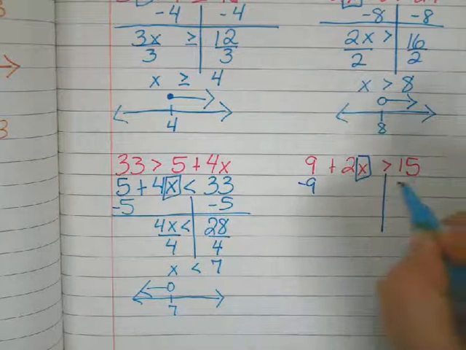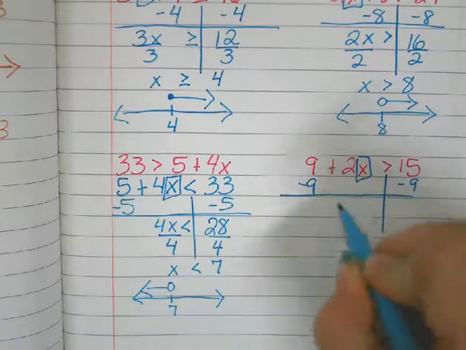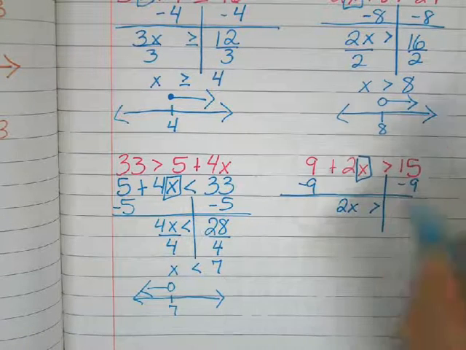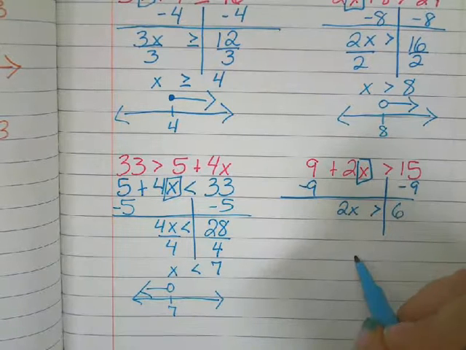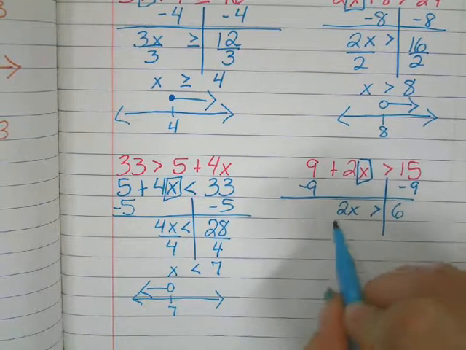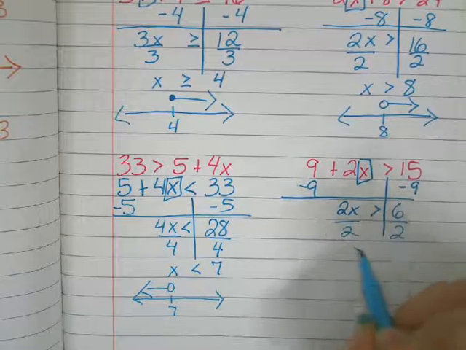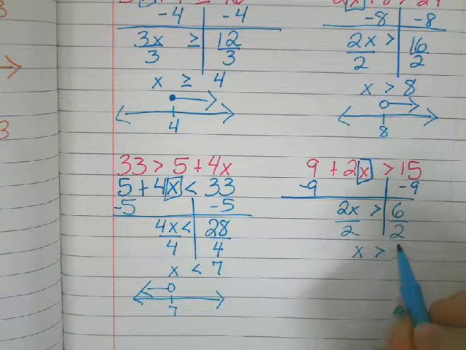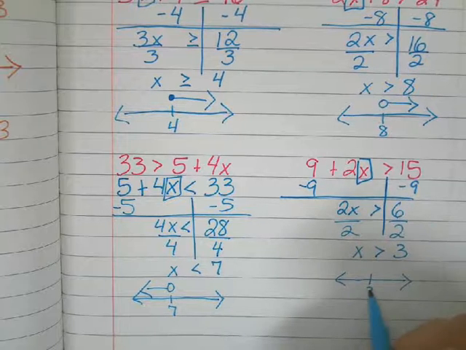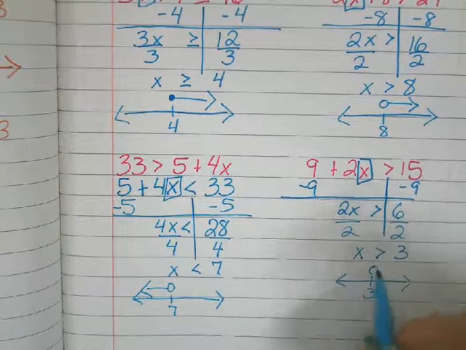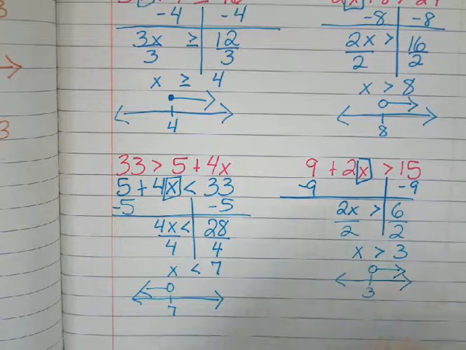So 2x is greater than 15 minus 9. Should be 6. Then what? Then you divide by 2. Divide by 2. So x is greater than 3. Open circle because there's no line underneath. And to the right, that's the way my arrow is pointing. How many of you got it? Nice job.